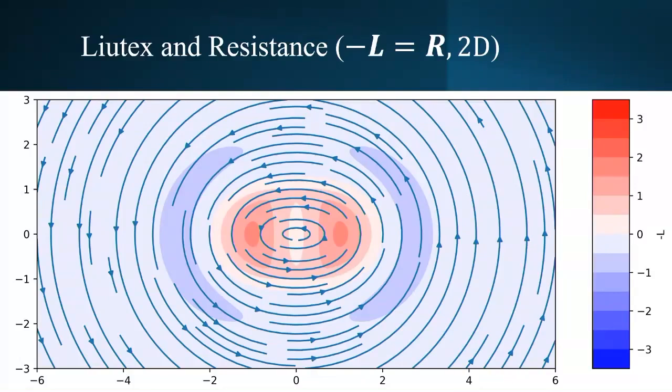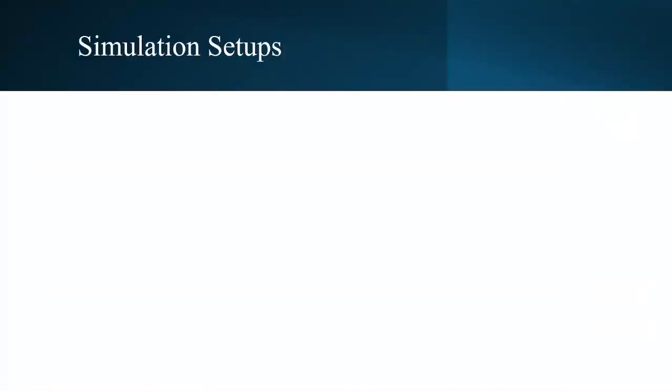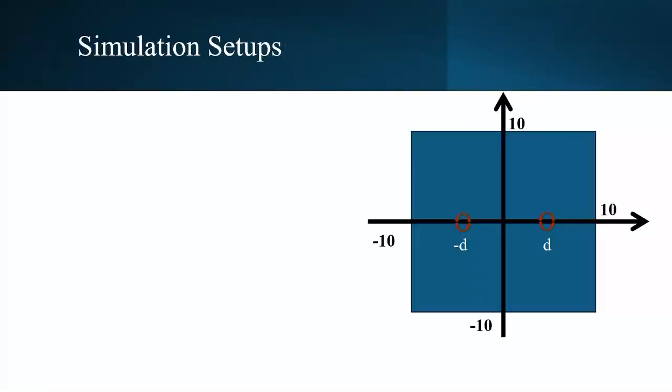Because this is artificial, adding 2 solutions of the nonlinear PDE doesn't guarantee that's a solution. So we can use this as an initial condition and run the simulation. This is what we did for the simulation. It's ranging from negative 10 to positive 10 for both x and y. I put 2 vortices at negative d0 and d0. d is 1 or 2 for 2 different cases. And the grid resolution is 128 by 128.